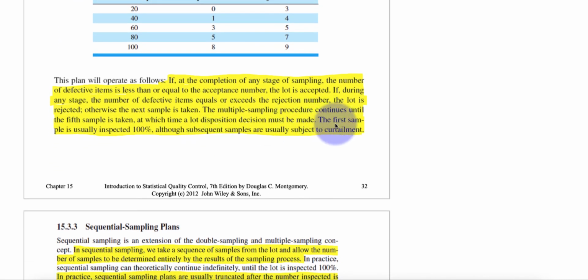And also this is important. The first sample is usually inspected 100%, although subsequent samples are usually subject to curtailment. So this is also the case for this multiple sampling. In the first sample, we are not doing curtailment like in double sampling.